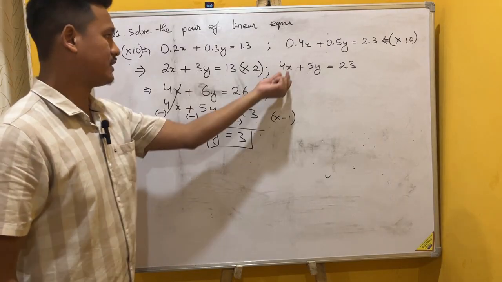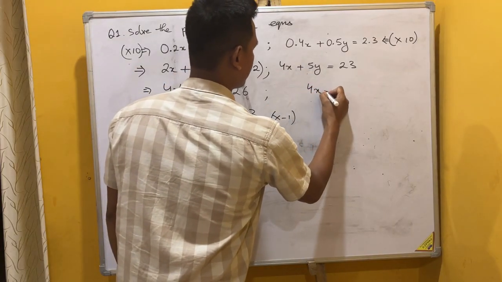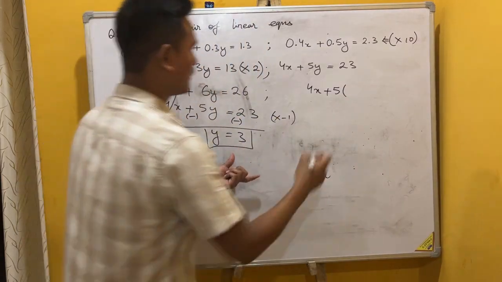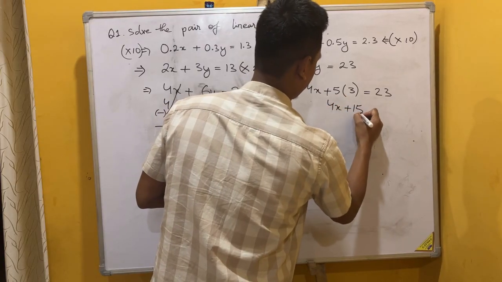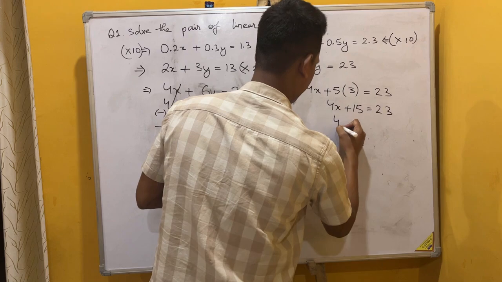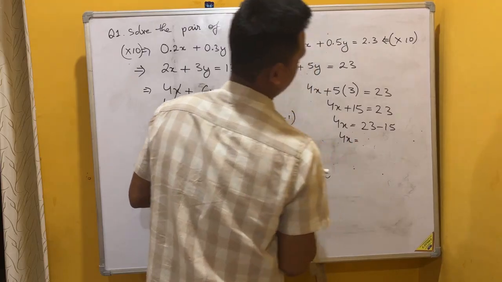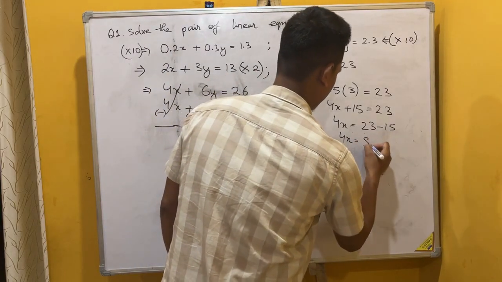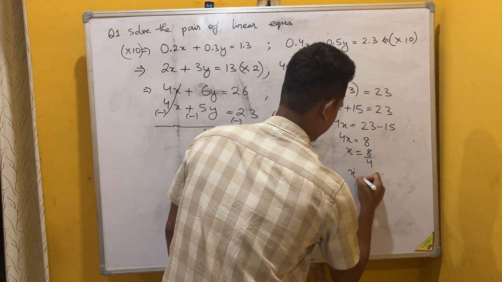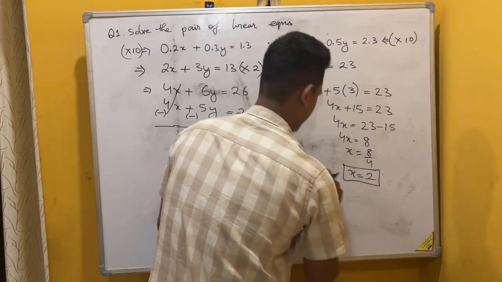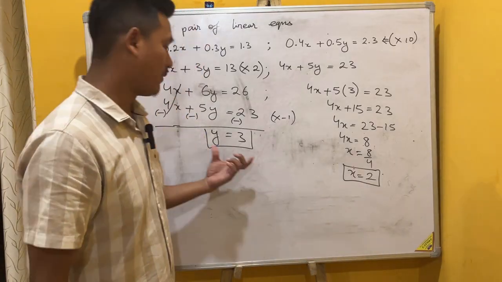Now substitute this value in this equation. So answer is 4 into x plus 5, instead of y, I will write 3. So we got the values of x and y. X is 2 and y is 3.